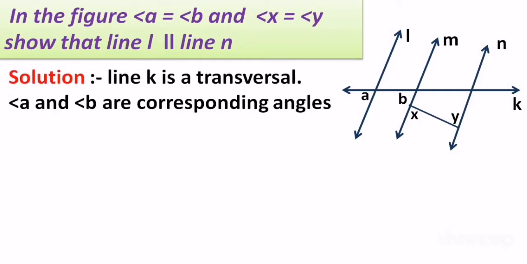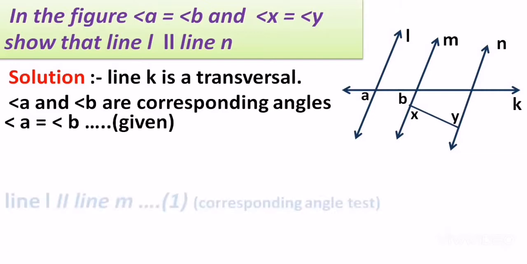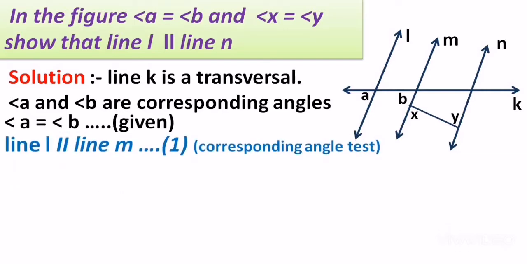So here's the beginning. Line K is a transversal, the way we always write it, naming the transversal is important, and angles A and B are corresponding angles considering lines L and M, right? As they are given equal, we can say line L is parallel to line M by the corresponding angle test. Don't forget that part. As I told you, whenever we prove lines parallel, we have to write the reason about the test. So give it number 1.